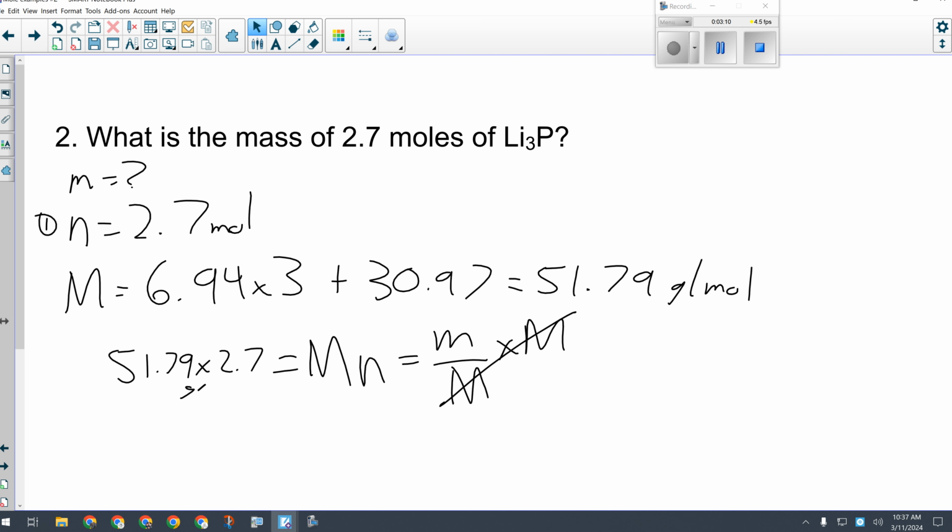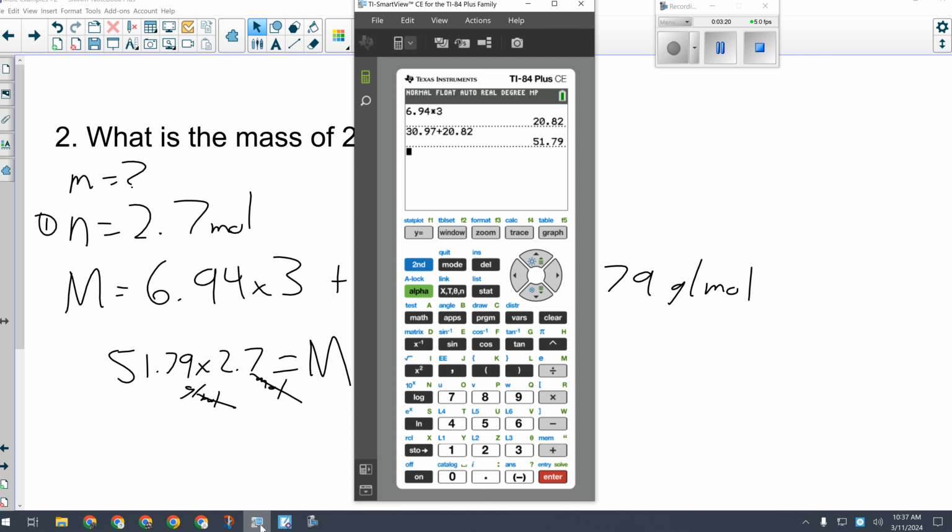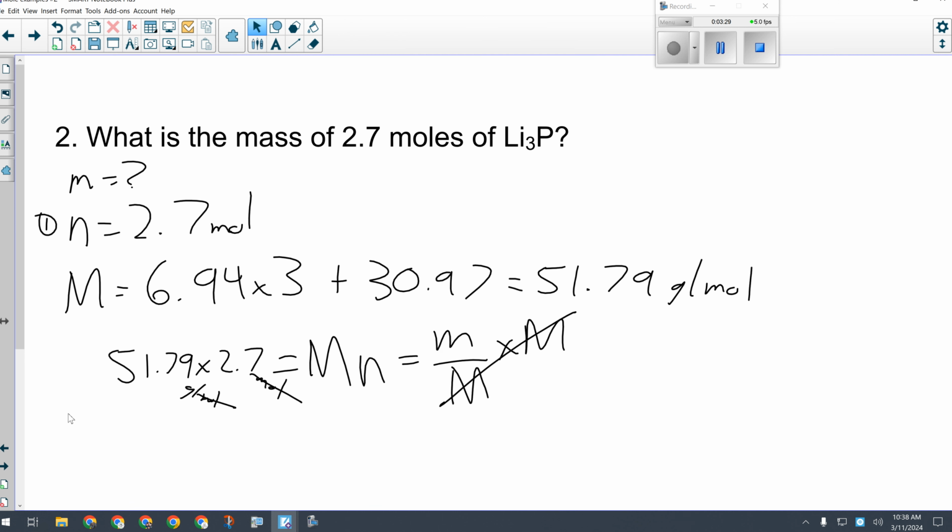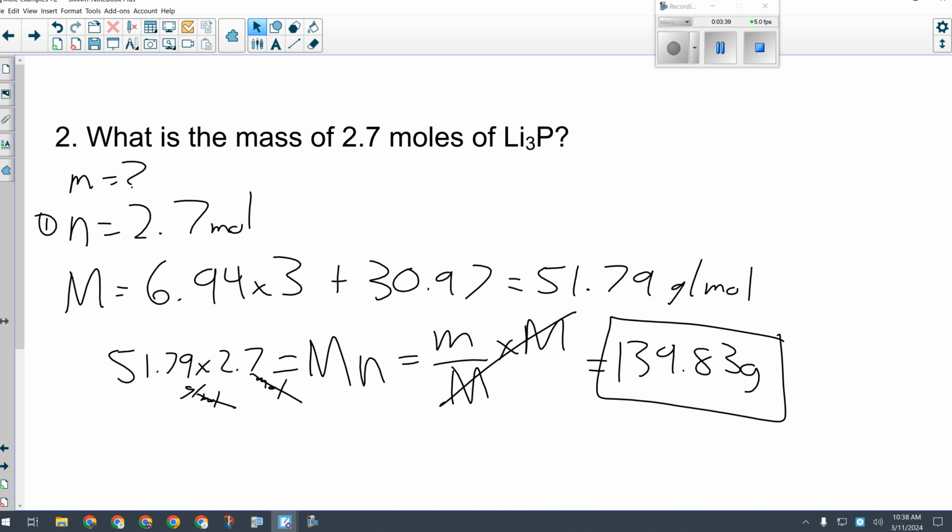So this is in grams per mole, and this is in moles. So the moles will cancel when we do that multiplication, and we'll be left with grams. So we take our 51.79, and we multiply it by 2.7, and we get 139.83. What are my units? Grams. Questions on number 2?